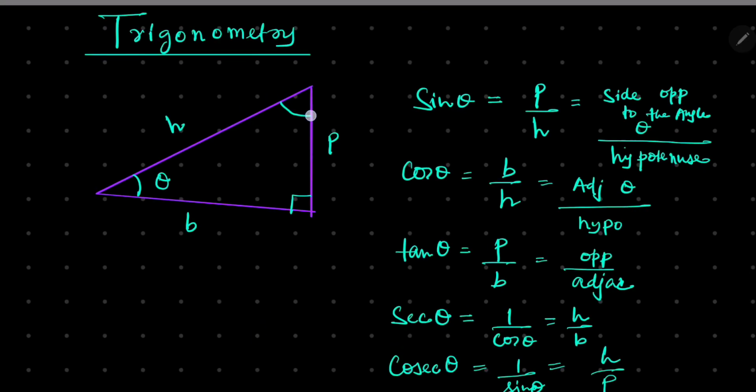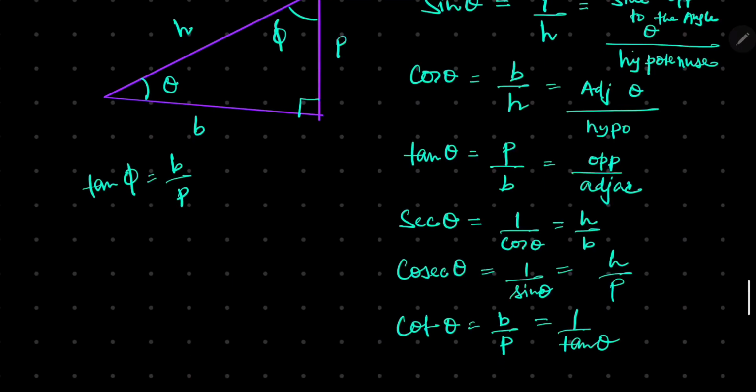So if I'm saying this is angle phi, and let's define tan phi, I must go for the opposite side, which is this one. Now it becomes b. Then the adjacent side becomes p. Okay, hopefully you understood all the other trigonometric ratios.